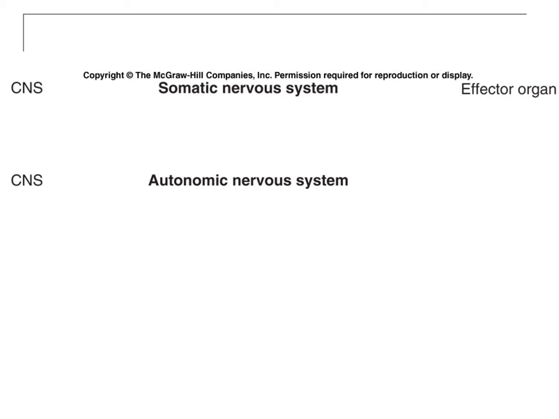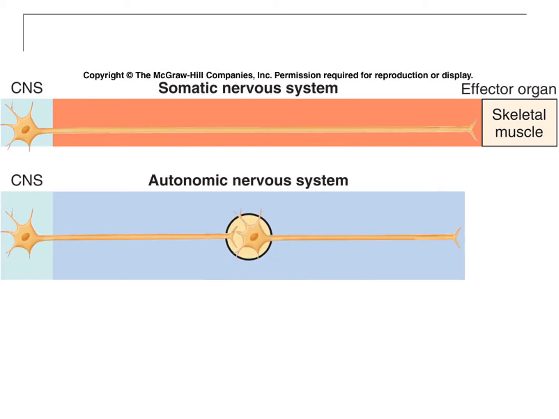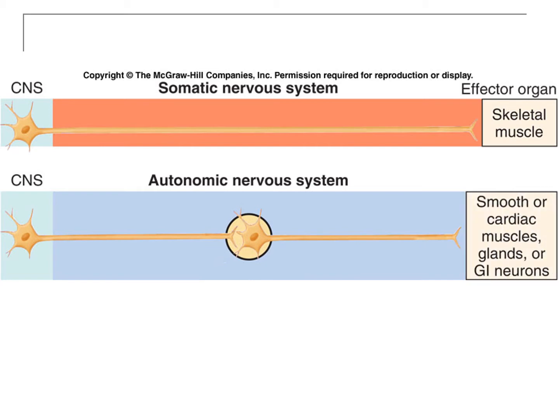With the somatic nervous system, or skeletal muscle, what you see is cell bodies that are located in the spinal cord and one motor neuron heading out to the effector organ, which is going to be skeletal muscle. Now, in the autonomic nervous system, you've got a cell body that's embedded in the central nervous system in the spinal cord, but along the way, you're going to have actually two neurons that lead out to your effector organs, and these are going to be different. These are going to be smooth or cardiac muscles, glands, or GI neurons.